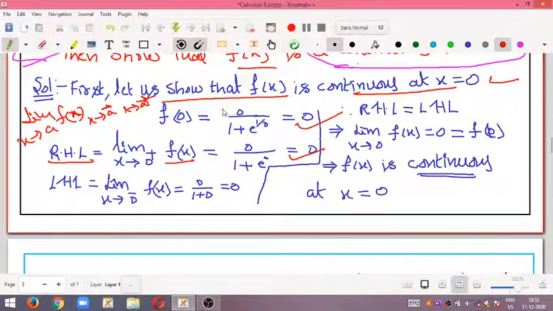Next, LHL, limit as x tends to 0 minus of f of x. By substituting x tends to 0 in this function, 0 by 1 plus e power 1 by 0. Again this value is 0. So the right hand limit is equal to the left hand limit. That's why the limit as x tends to 0 of f of x exists, that is equal to 0, which is equal to f of 0. So this function f of x is continuous at x is equal to 0.